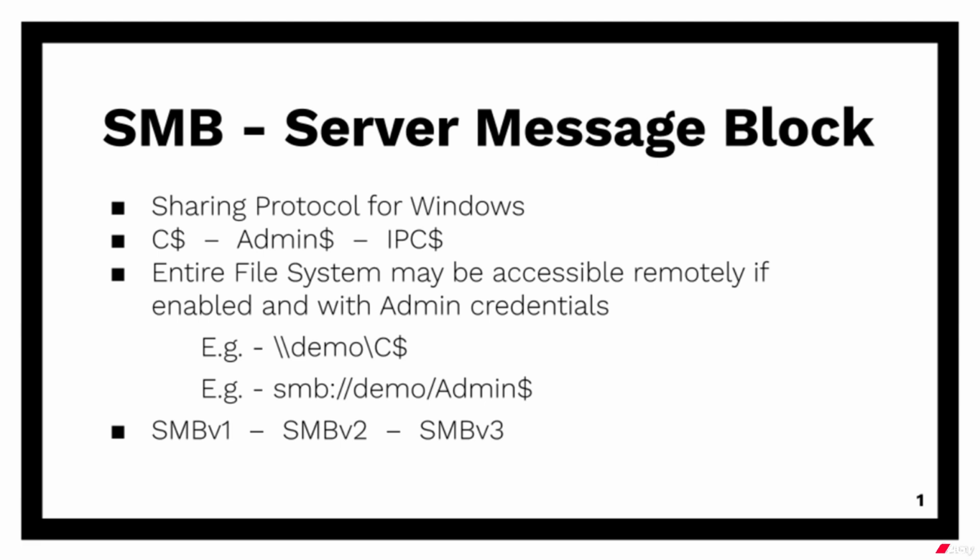Next is SMB, or sometimes referred to as CIFS. This is a sharing protocol for files, printers, and other resources between networked machines. A few common shares to note are C$ and ADMIN$, which are default hidden administrative shares. These can be accessible remotely if sharing is enabled with admin privileges. And C$ typically references the C root directory, and then ADMIN$ references the Windows system folder.